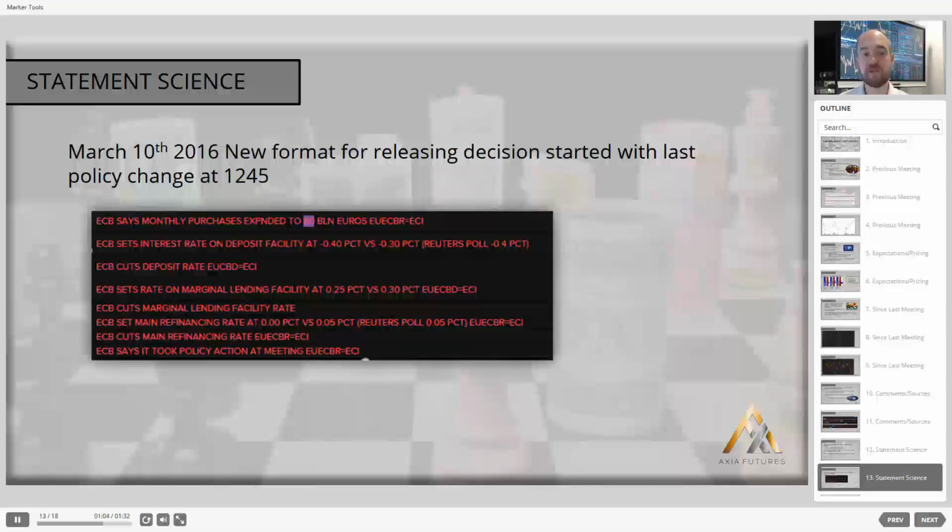ECB took policy action at this meeting. That had not been seen before. And what happened is they then stated how their policy changed. So not quite a statement, but a release format science. We've now seen a new way of releasing information. You may well get a steer on asset purchases going forward at 12:45, not from the statement that would come at 1:30.